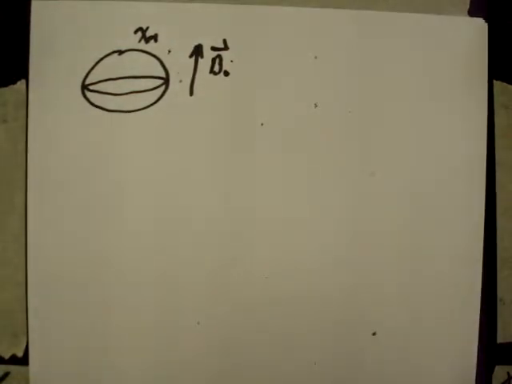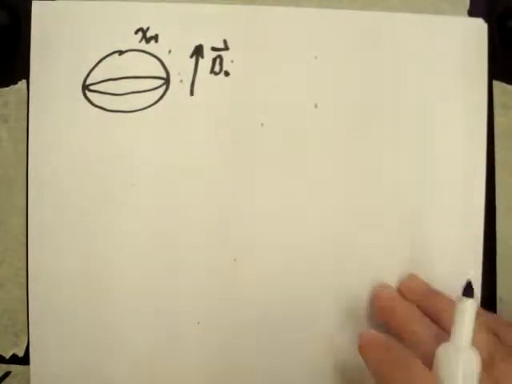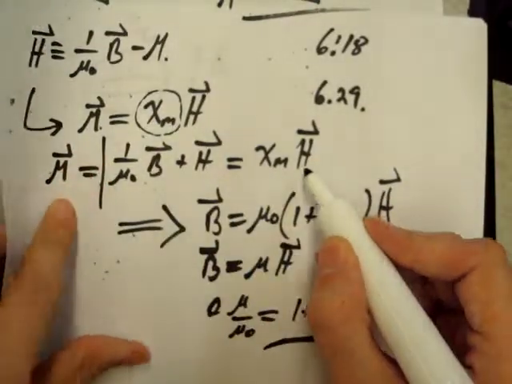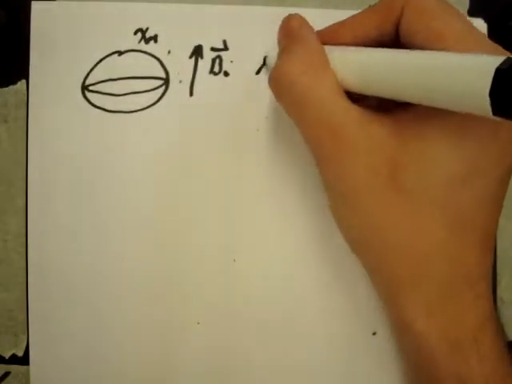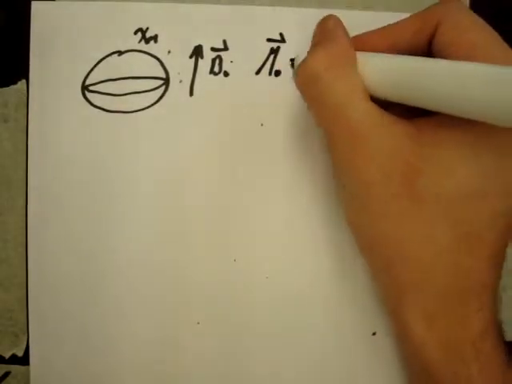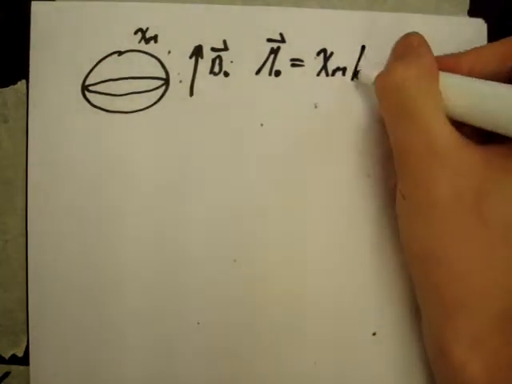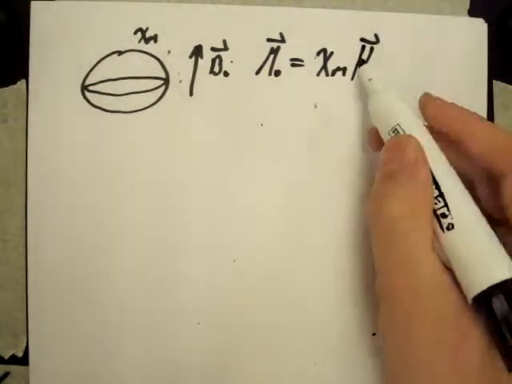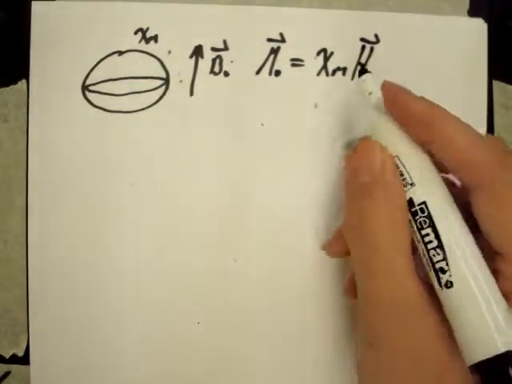And if we return to our equation 6.30, I apologize, if we return to this equation here, then we know that this initial magnetization is going to equal the magnetic susceptibility times whatever the initial H field is. But we don't really care what the H field is, we care about the B field.